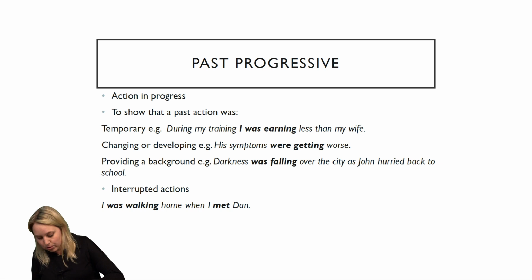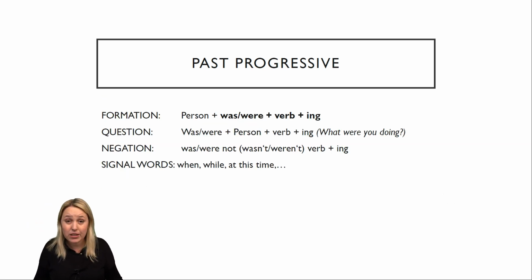Good, so how to form it? As I've already mentioned, we need, again, a person, and then we need was or were. So I was, he was, she was, and you were, you know that. And the verb and just an ing at the end. And for the question we just need was or were, person plus verb plus ing.